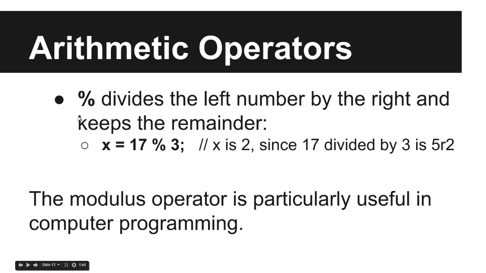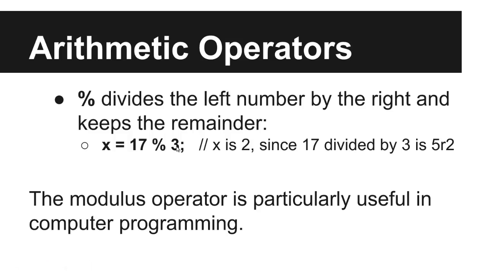The percentage sign is one that you probably haven't seen before, and we call this one modular division, or the modulus operator. And what this one does is it divides the left number by the right number, and then discards the quotient and keeps only the remainder. So if we do something like 17 mod 3, our result is going to end up being 2. So 17 divided by 3, if we do this by hand, is going to be 5 with a remainder of 2. We get rid of the 5, we keep the remainder.